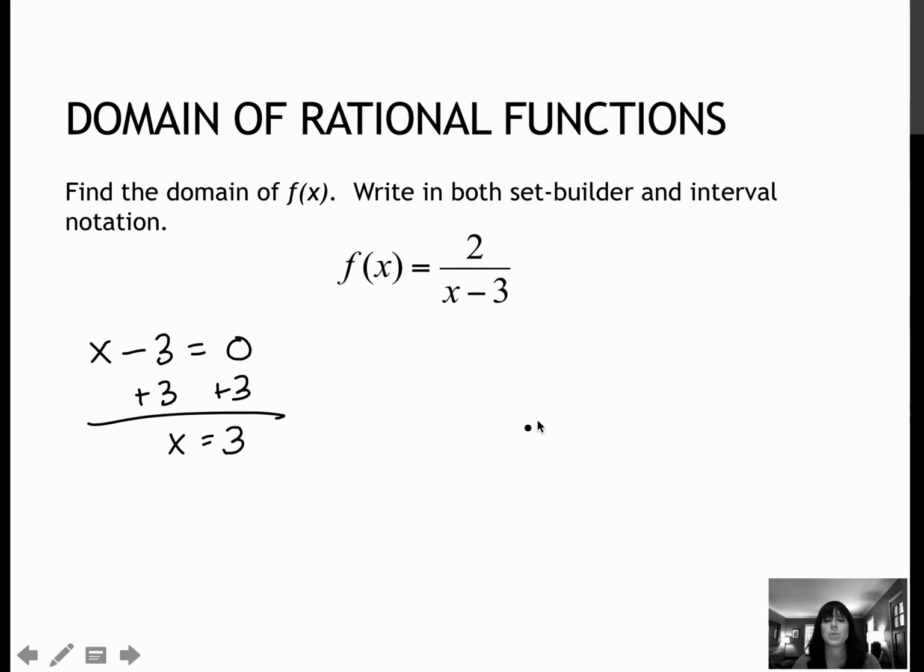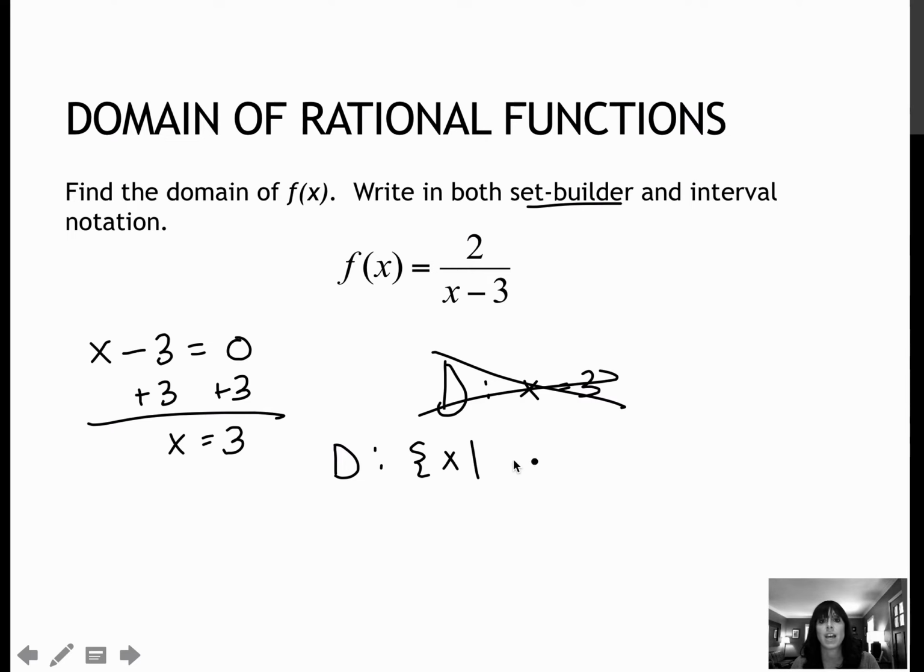Now, often what my students do is they will tell me that the domain is x equals 3. And that, of course, is not true. What we have just found is the value that the domain cannot be. So I would write this maybe in a couple of different ways. If I were writing it in set builder notation, I would say the domain is all of the x's such that x is a real number and x does not equal 3. So it's a real number, but it doesn't equal 3.